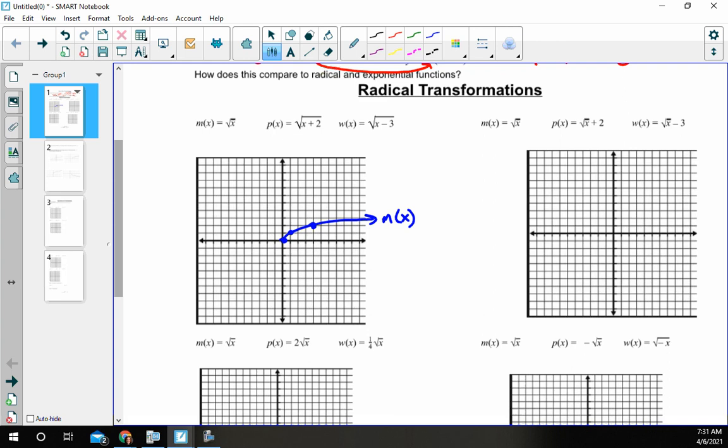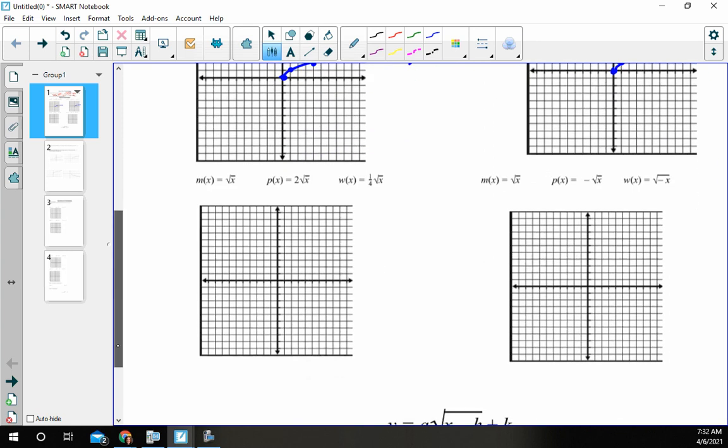Okay, so I'm also going to put the same thing right here. So 0, 0, up 1, right 1. And then we have 1, 2, 3, 4, 2. And notice I'm just labeling them M of X because that was his parent function name. And we're going to put the parent on all of these.